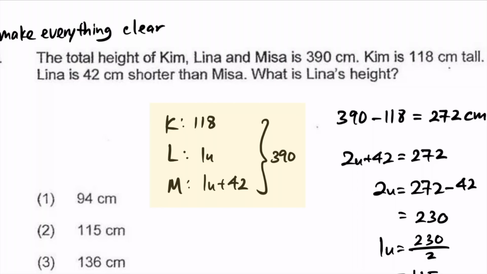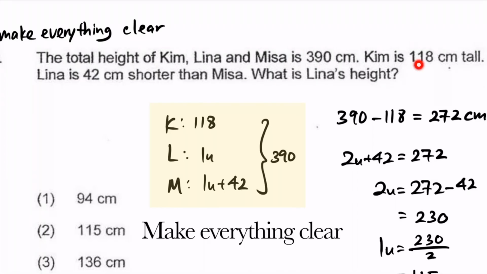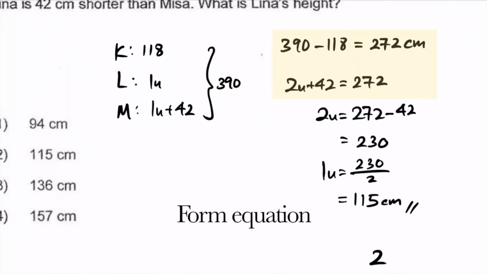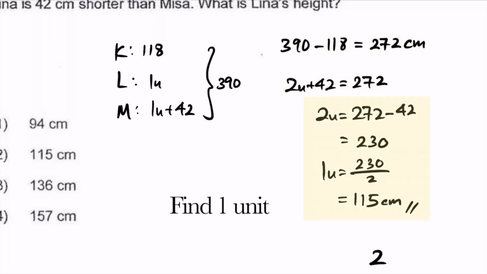And now we have our first level 2 make everything clear question. So we are given a bunch of information here. So K is 118, that's a real number. L is 42 cm shorter than M, which means M is taller by 42. And the total is 390 centimeters. And we are now going to form an equation. So removing 118 from 390 gets us 272. That actually represents 2u plus 42 after removing 118. So eventually you will try to solve and find 1 unit.